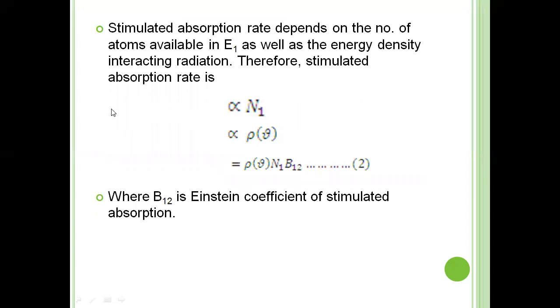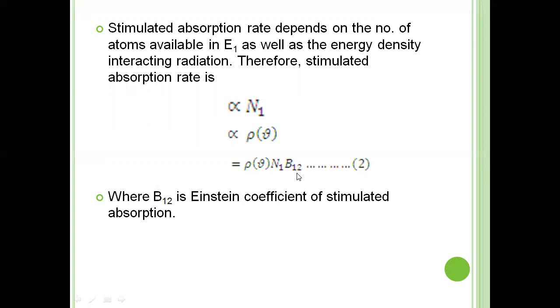Stimulated absorption happens only with the aid of external energy. When radiation interacts with the atoms in the lower energy level, only then will this process happen. So the stimulated absorption rate depends on the number of atoms in the lower energy level and also the intensity of the incident radiation. Together, it is proportional to the product N1 into rho nu. Removing the proportionality, we place a constant B12, which is the Einstein coefficient of stimulated absorption.